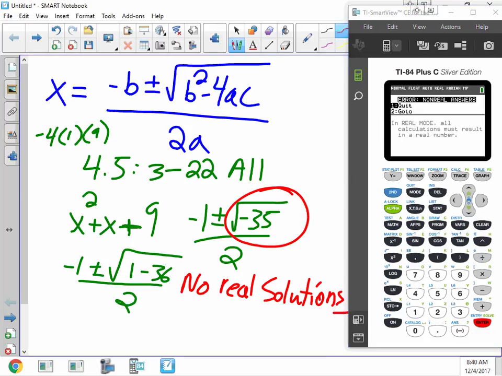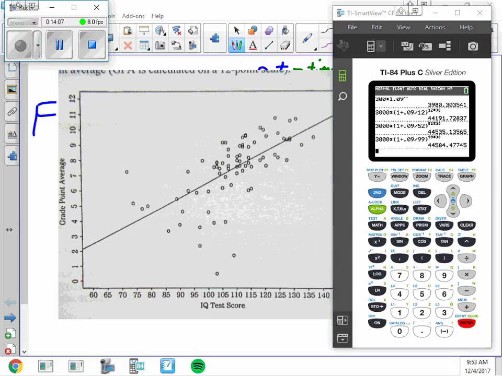So if you solve and you get an answer of the quadratic where the square root has a negative in it, you just write no real solutions, and that will happen a couple times in this assignment. Okay, and then in a later assignment I'll teach you how to find those. So your problem set today is 3 through 22 all, and you need to use that quadratic formula.